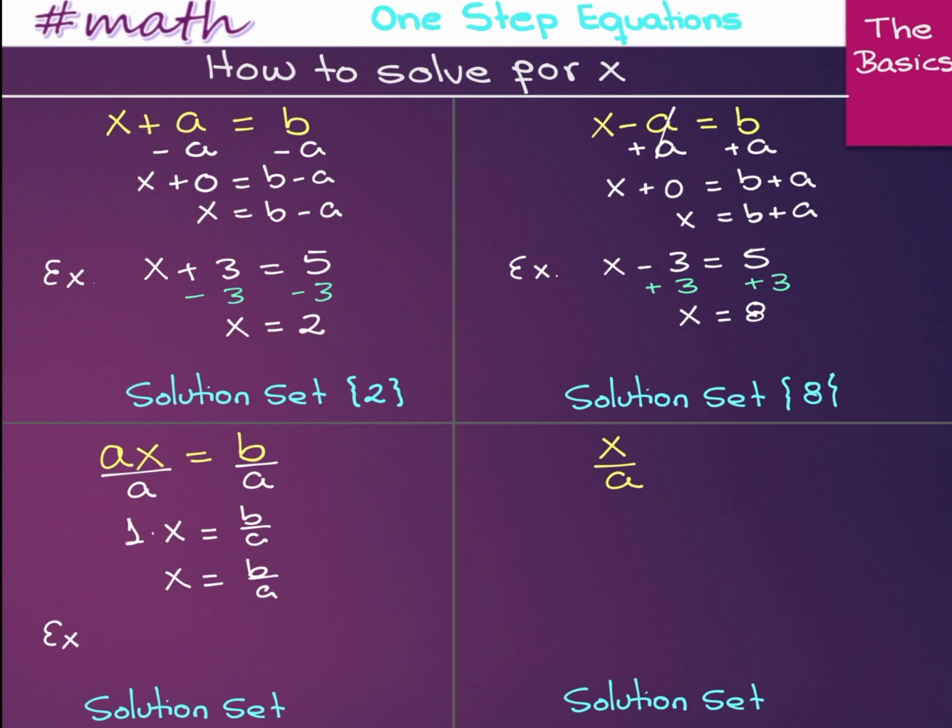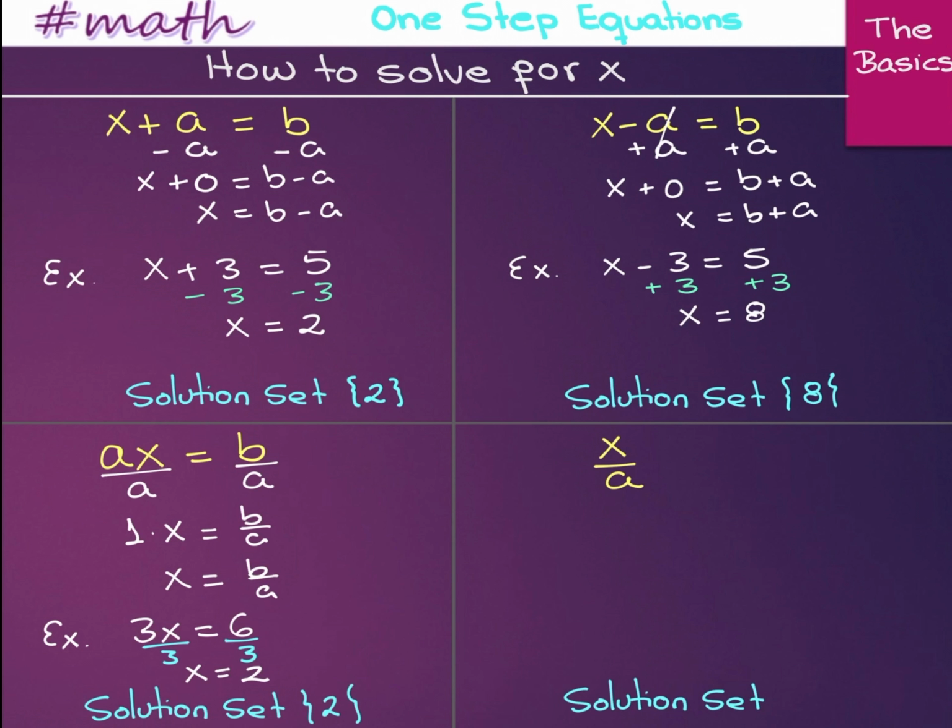For example, if we have 3x equals 6, then what we want to do is divide by 3 on both sides. And then 3 divided by 3 is 1, times x is x, and 6 divided by 3 is 2. The solution set is the set containing the number 2.